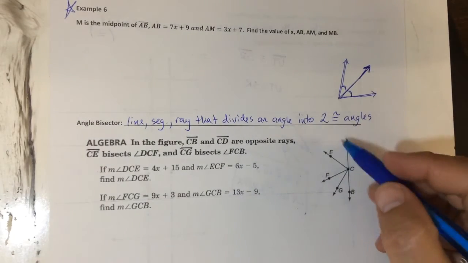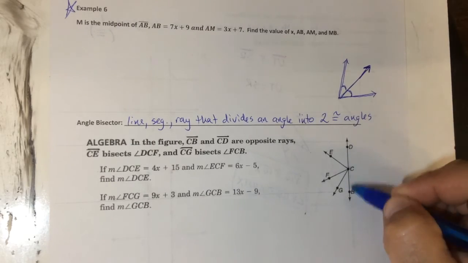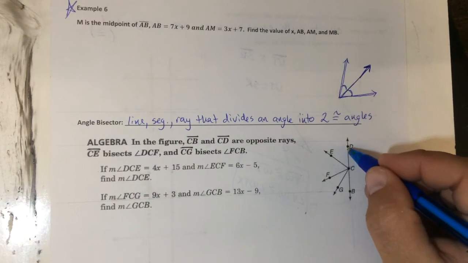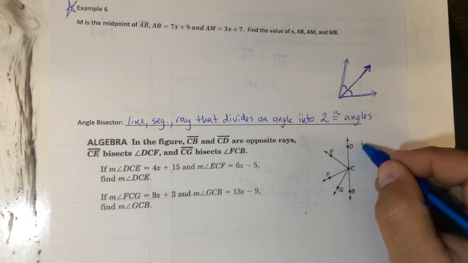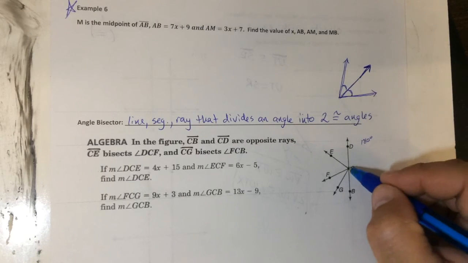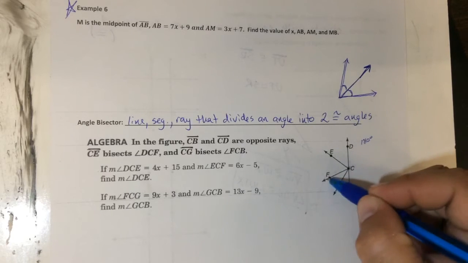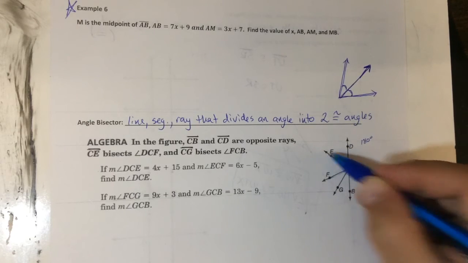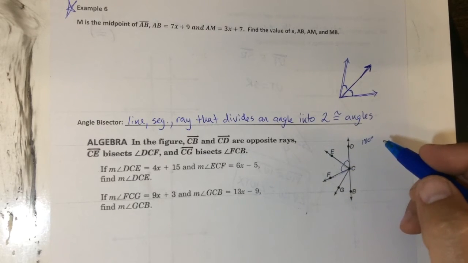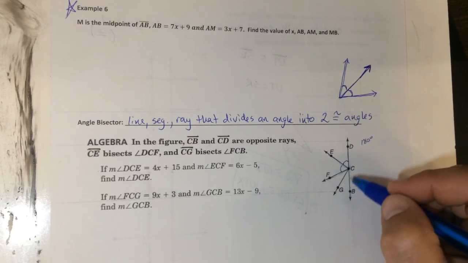All right? So we're told here that CD and CB are opposite rays. Those are ray notations there. So all of these pieces should add up to 180 degrees. And we're told that CE bisects angle DCF. DCF is this angle. So CE is a bisector that creates congruent angles there. And we're told that CG bisects angle FCB.